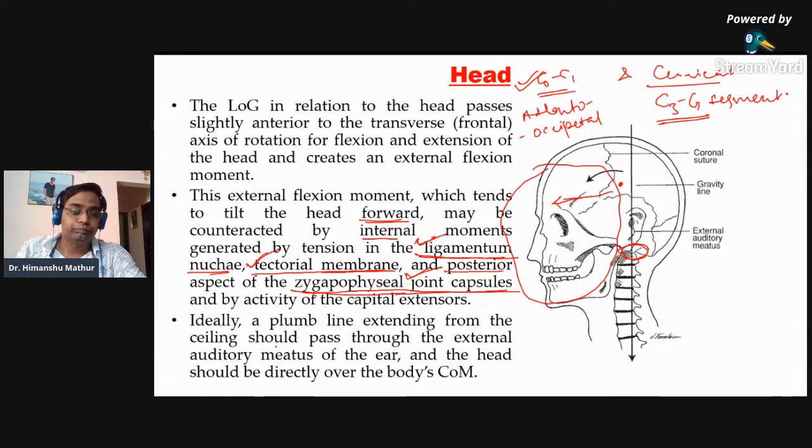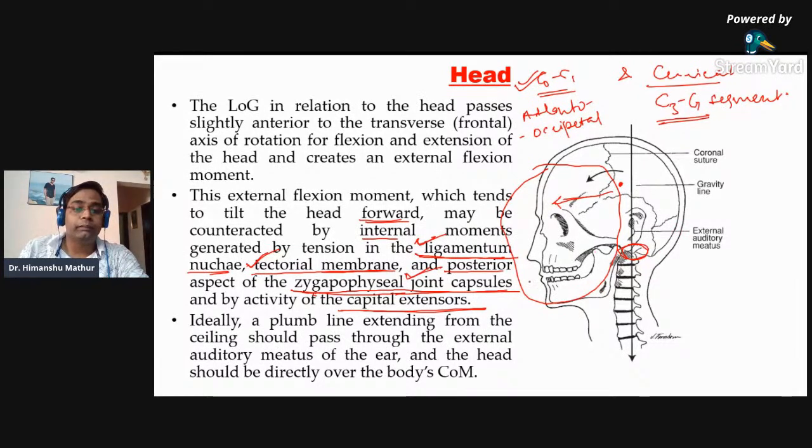Okay. Now, and by the activity of the capital extensors, whose names I have already given you: rectus capitis posterior major, rectus capitis posterior minor, rectus capitis obliquus superior, rectus capitis obliquus inferior, rectus capitis lateralis, bilaterally. Okay, they can work for this particular thing.